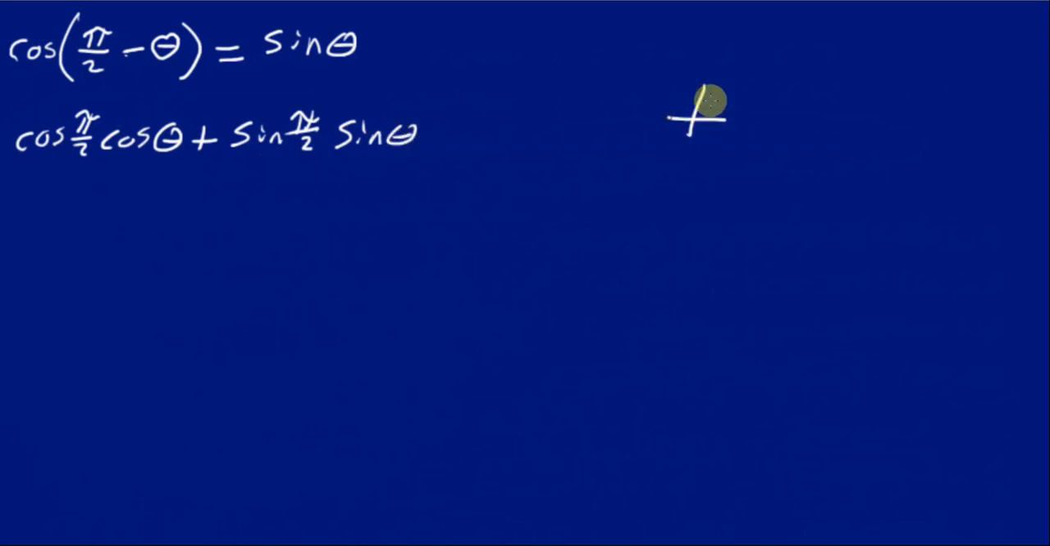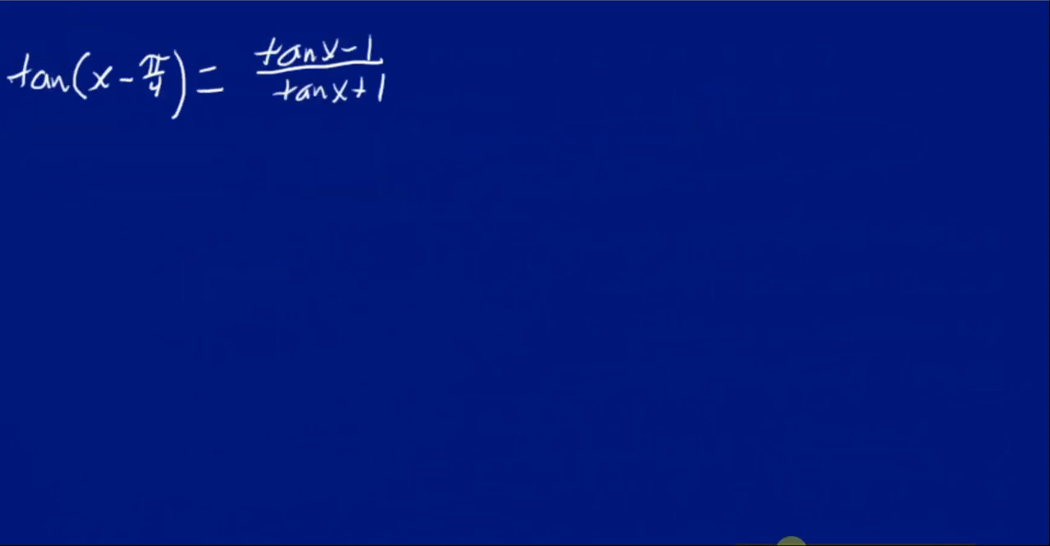And just a quick memory, our unit circle, pi over 2 is right here, ordered pair (0, 1), cosine is 0, sine is 1. So the cosine of pi over 2 is 0 times the cosine of theta plus the sine of pi over 2, which is 1, times the sine of theta. Well, 0 times the cosine of theta is 0 plus sine of theta, so I'm left with sine of theta, and we have verified that identity. All right, one more of these. This is the identity in question.